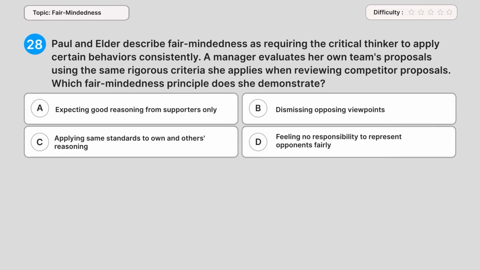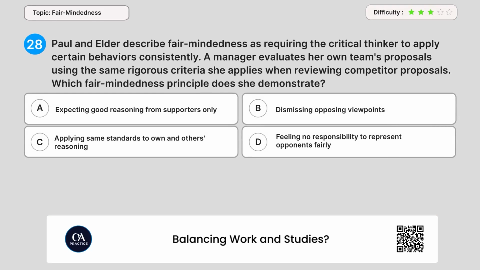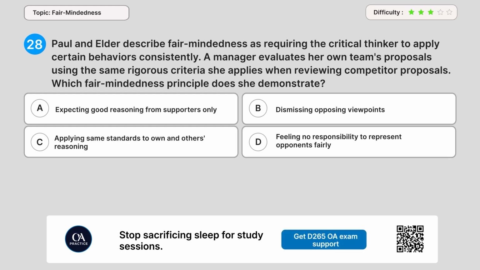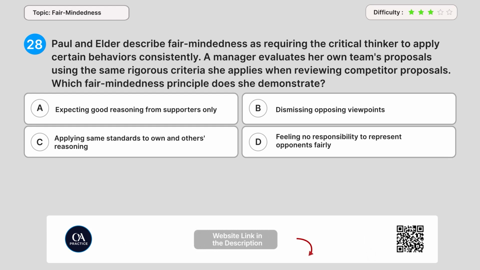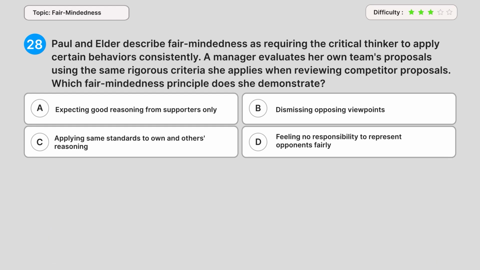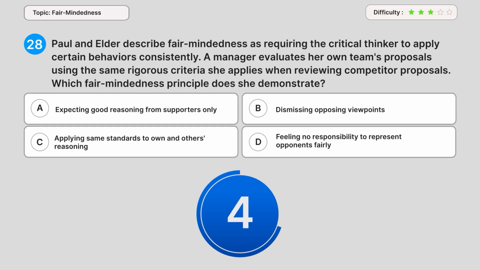28. Paul and Elder describe fair-mindedness as requiring the critical thinker to apply certain behaviours consistently. A manager evaluates her own team's proposals using the same rigorous criteria she applies when reviewing competitor proposals. Which fair-mindedness principle does she demonstrate? A. Expecting good reasoning from supporters only. B. Dismissing opposing viewpoints. C. Applying same standards to own and others' reasoning. D. Feeling no responsibility to represent opponents fairly. What do you think is the answer?